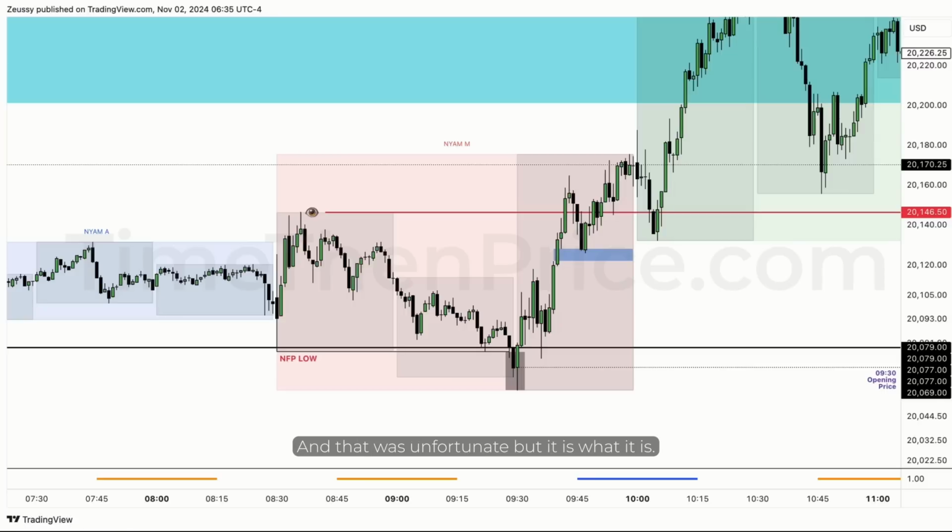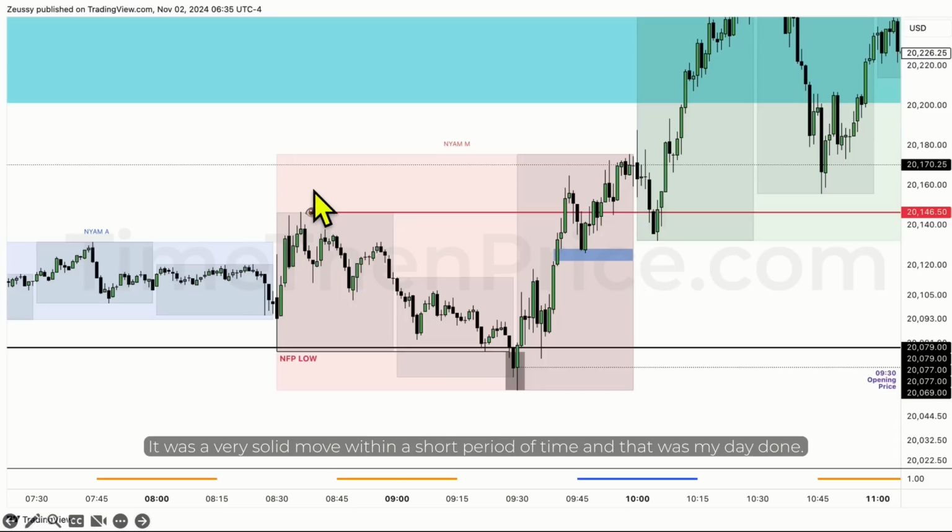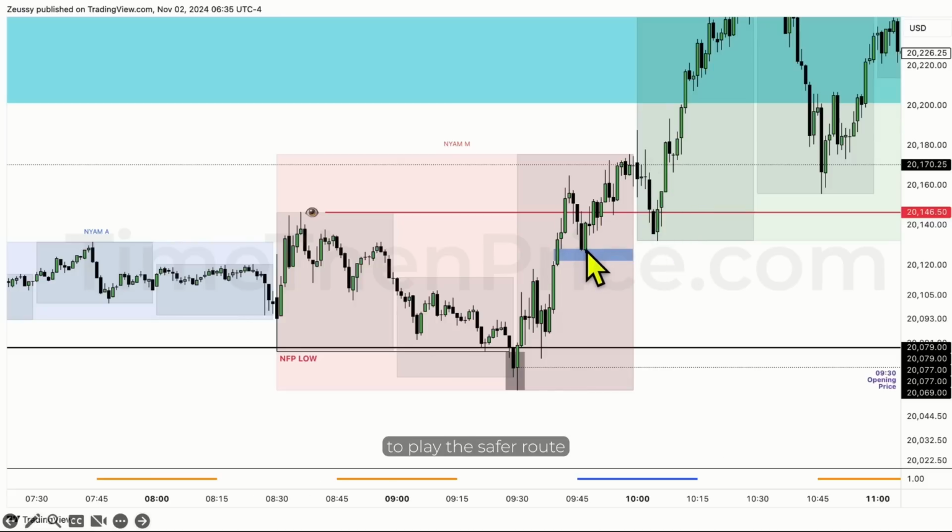And that was unfortunate, but it is what it is. I was happy with the run towards the buy-side liquidity objective right here. It was a very solid move within a short period of time, and that was my day done. Could I have managed this position better? Yes, because my stop could have been trailed below this low to play the safer route, but I was not happy with how long it took for the market to begin to accelerate right here. But at the end of the day, I'm human, I make mistakes, and it is what it is.